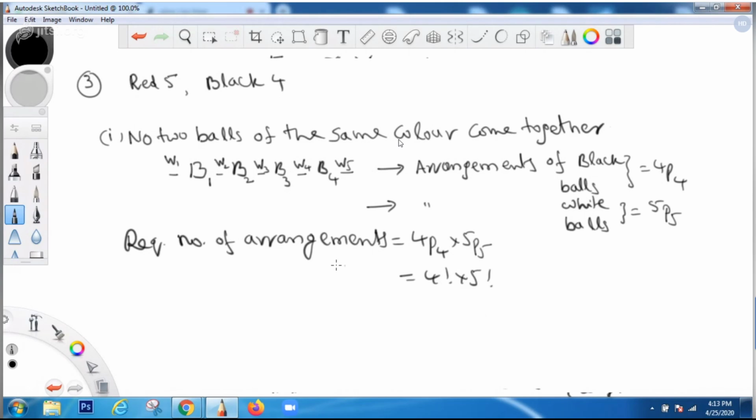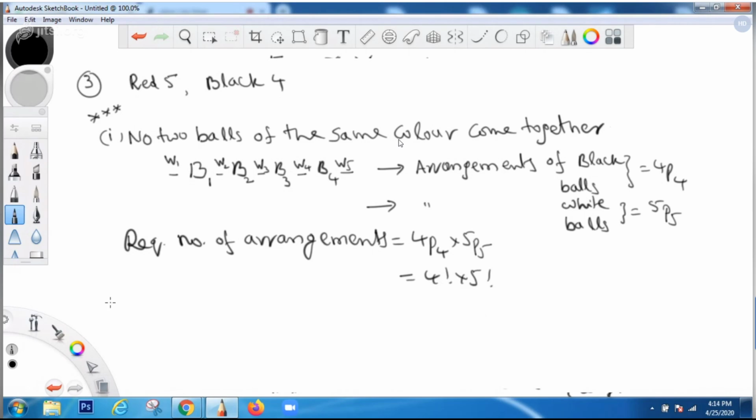Understood this? This is also a very, very important question from the objective point of view. 4P4 into 5P5, so here the white and black are coming alternately, no two of them adjacent. Similarly, boys and girls may also be asked, and some other colors like that. Little changes may happen.